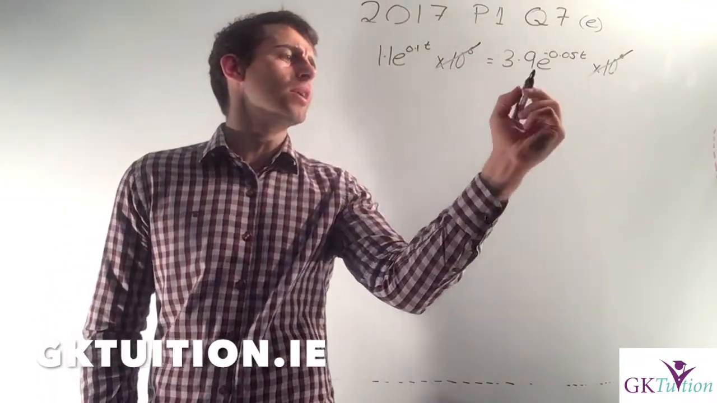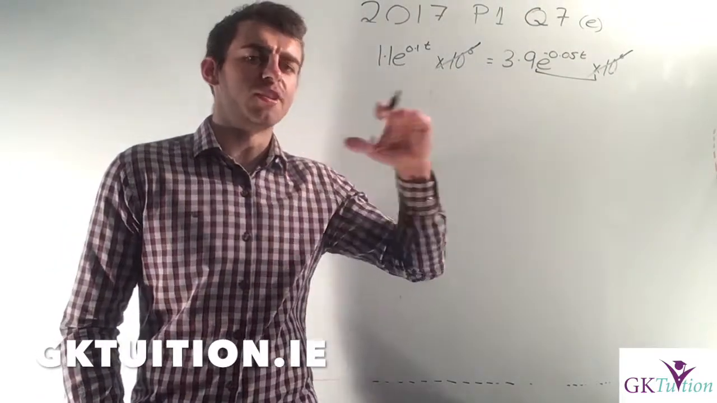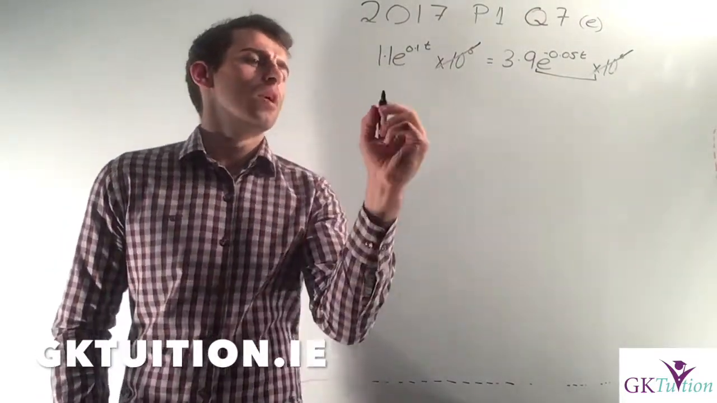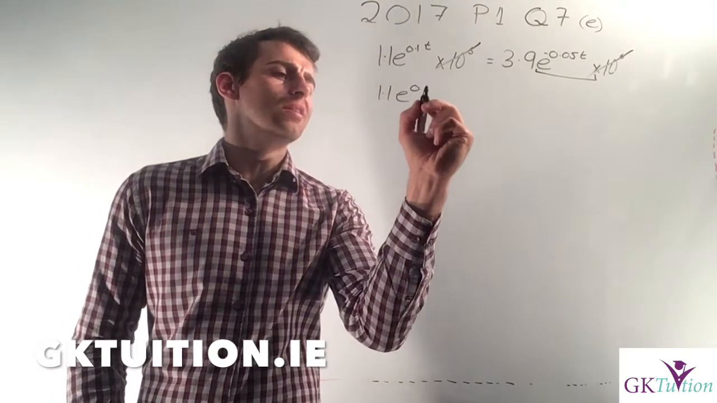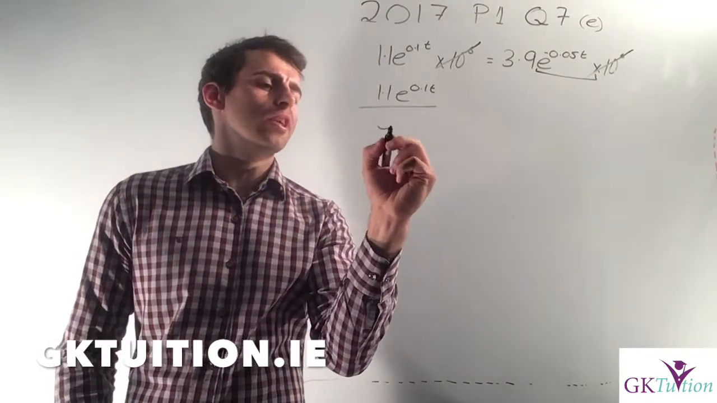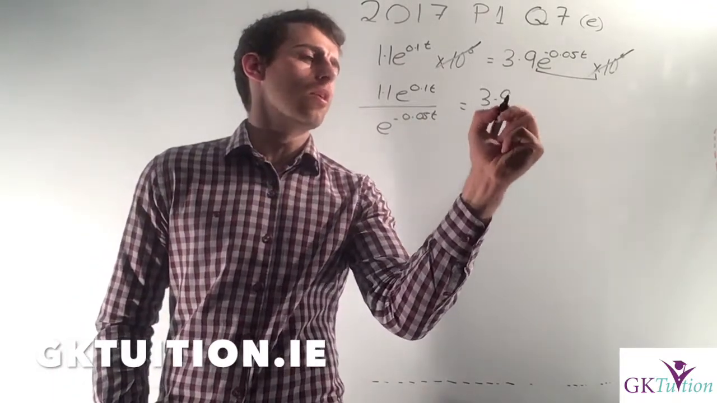So if I wanted to bring my e to the minus 0.05 t to the other side, I just want to divide both sides by this. If I divide both sides by this, I'll get 1.1 e to the 0.1 t over e to the minus 0.05 t is equal to 3.9.